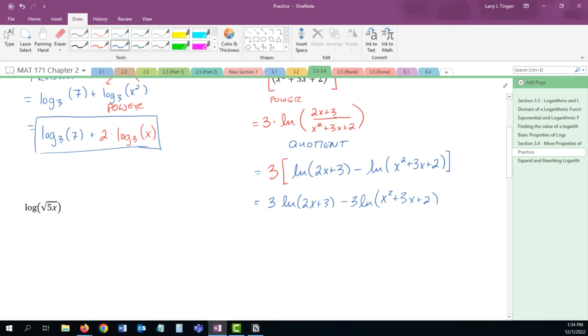Can I do something over here with this x squared plus 3x plus 2? Yeah, that is a quadratic that factors. Why is that a useful feature?